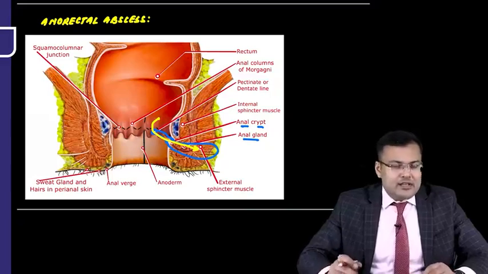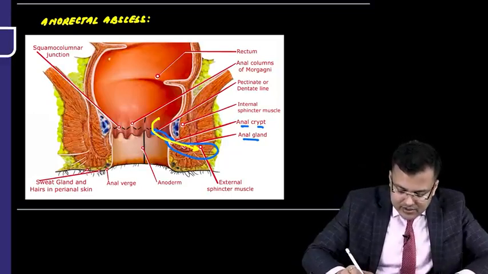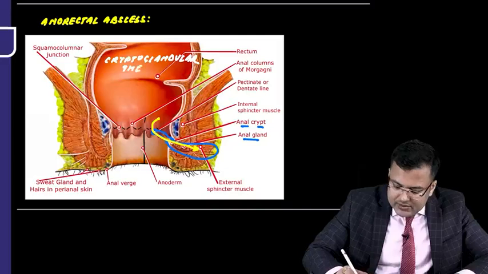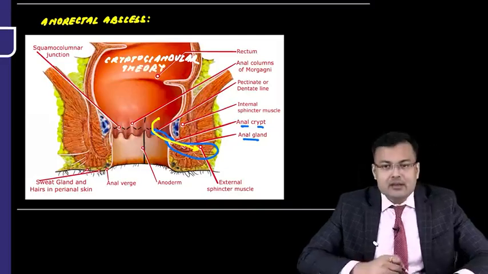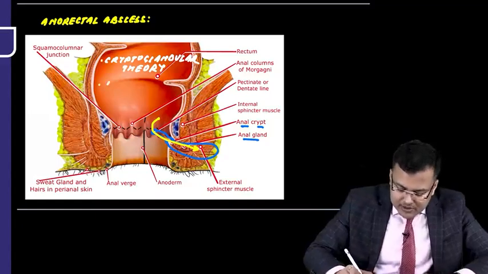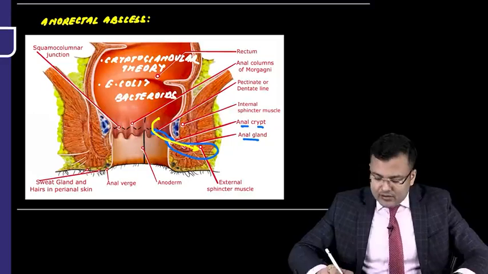So which kind of theory is responsible for anorectal abscess? This is known as the cryptoglandular theory. What is the name of this theory? This is the cryptoglandular theory. This is responsible for anorectal abscess. Second, what is the most common organism responsible? It is E. coli followed by bacteroides. So what will happen?